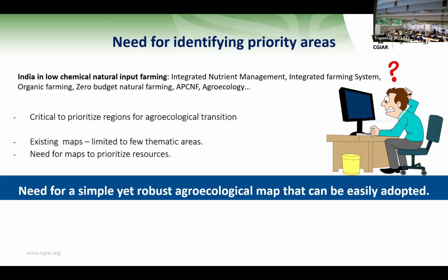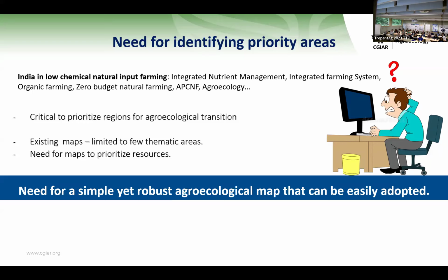The research question here is: where do we prioritize these farming practices? For that, we wanted to create a map to see which regions the state government, central government, or FPOs can focus on. There are a few maps currently being published, but they are limited to very few thematic areas.